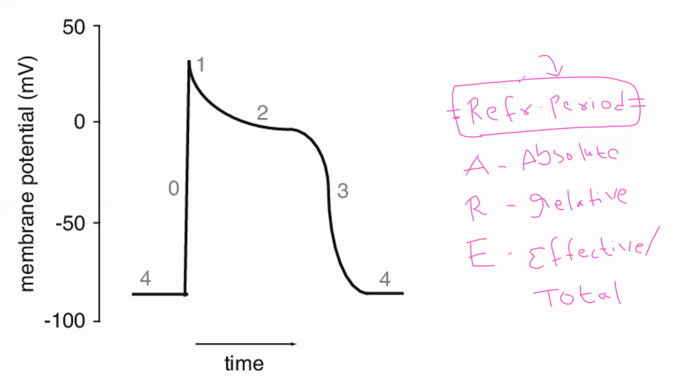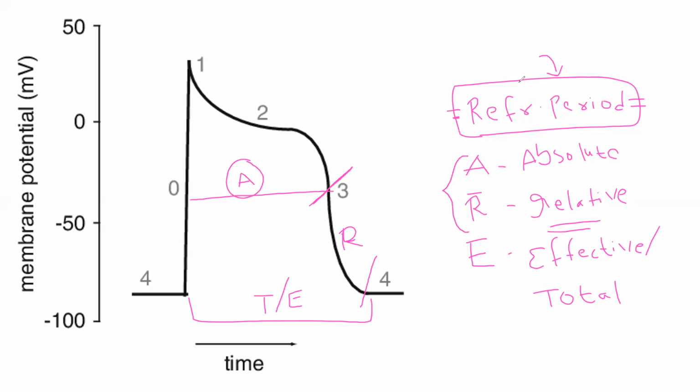So what is the absolute refractory period? Starting from phase 0 up to the middle of phase 3 is the absolute refractory period. And from the remaining half of the third phase to the resting membrane potential, this is known as the relative refractory period. The combination of those two is known as the total or effective refractory period.